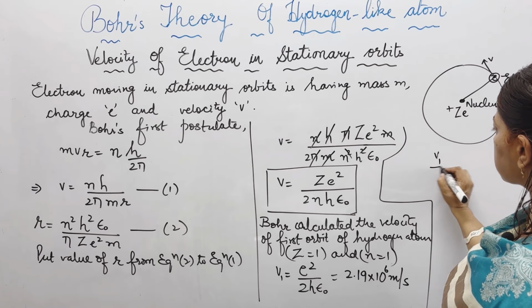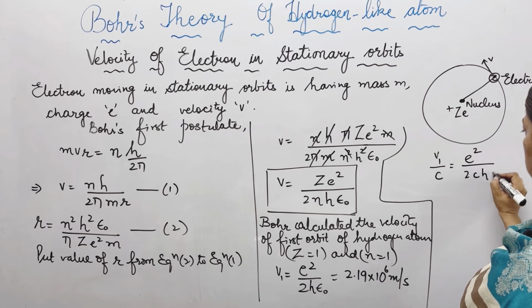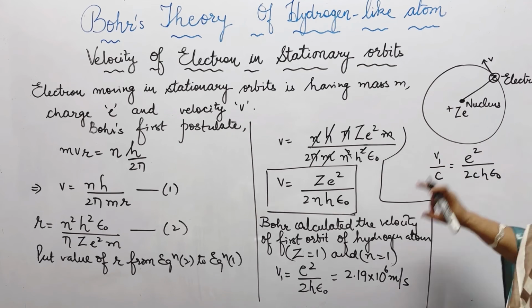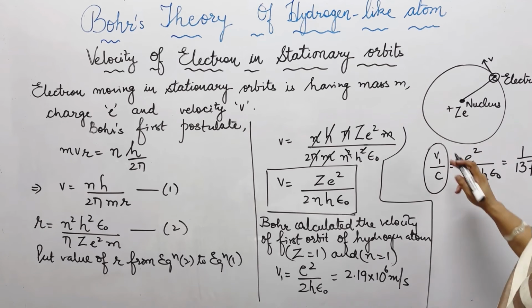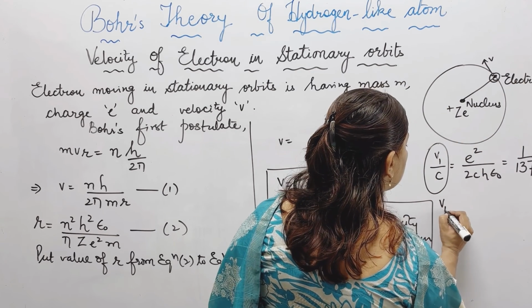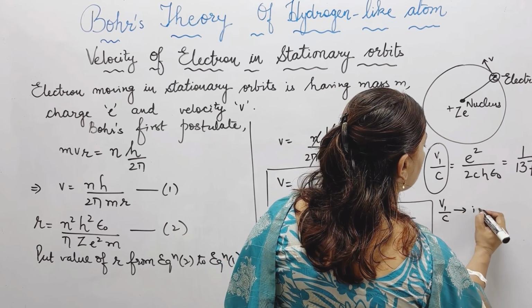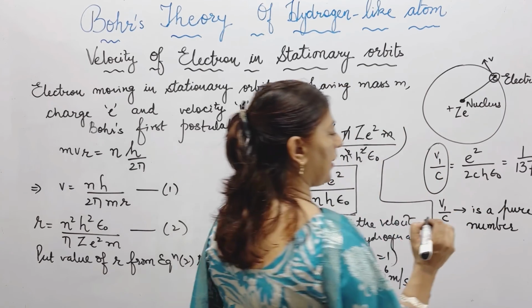If we divide this by the velocity of light, e square upon 2ch epsilon naught, the value comes out to 1 by 137. We see that this ratio is a pure number, and this number is called the fine structure constant and denoted by alpha. V1 by c is a pure number.